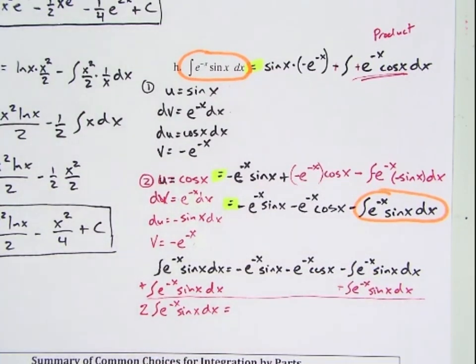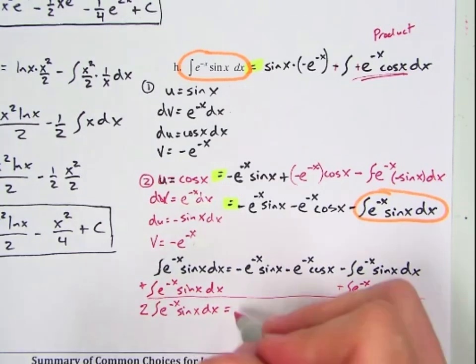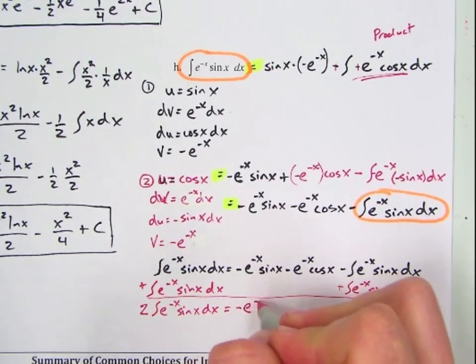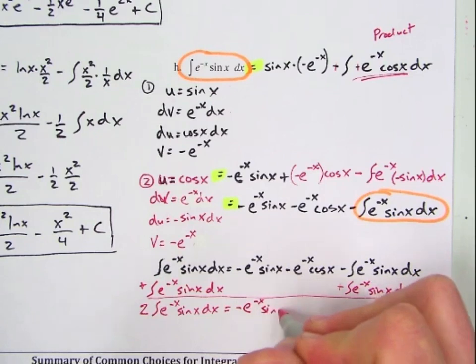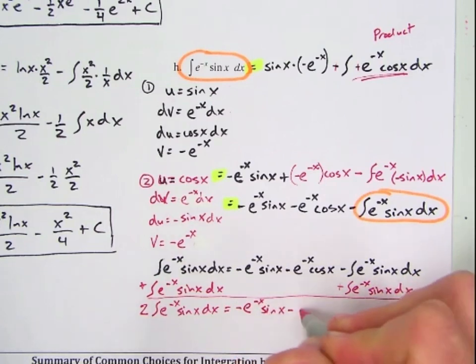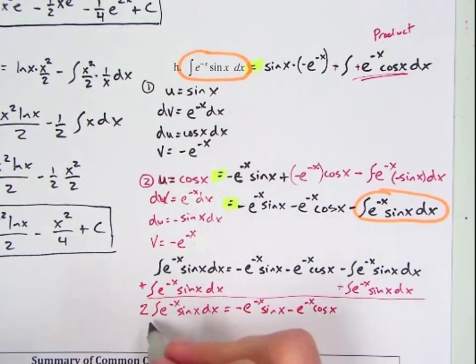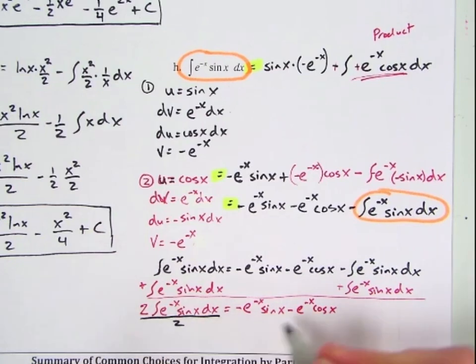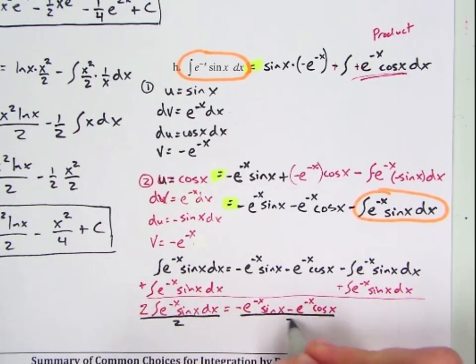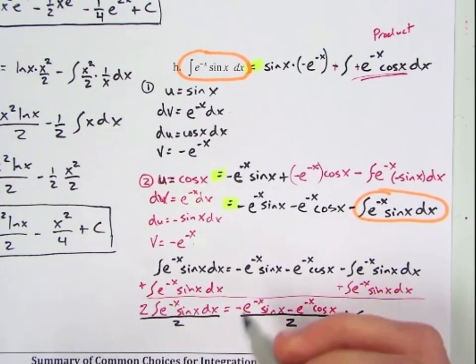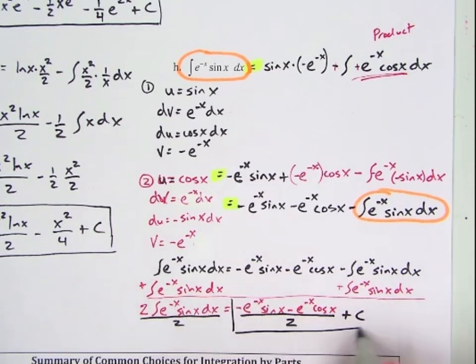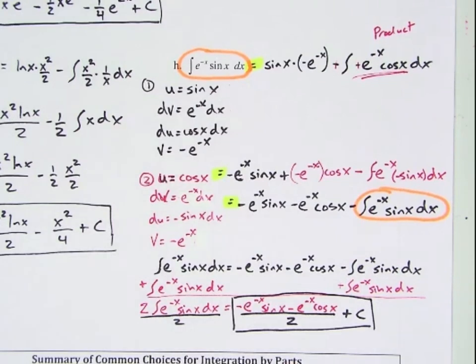Then you just divide by 2, so that goes away, and you divide both sides by 2. This is great. That's the answer. The 2 goes away because you divide by 2, and it goes over there. And then this is our answer. And there we have it, integration by parts.